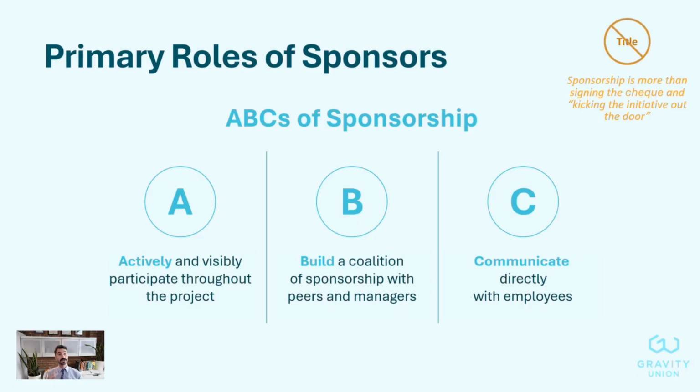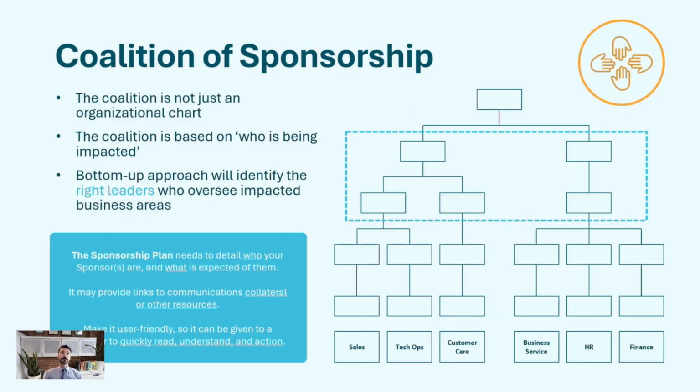And the C is to communicate directly with staff. That's part of how sponsors are visible. How are they showing up as active in the project? It's through communicating a lot of the time. So those are the ABCs of project sponsorship. And just to expand a little more on the B, building a coalition of sponsorship.